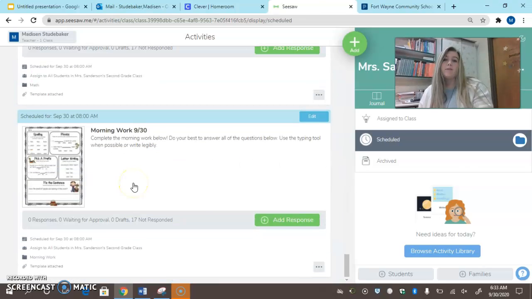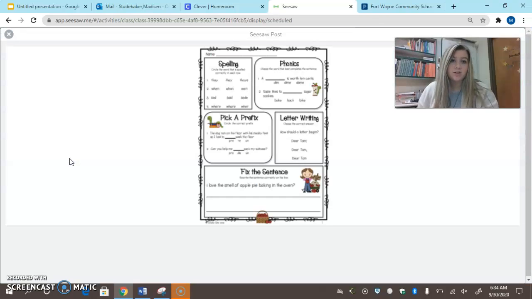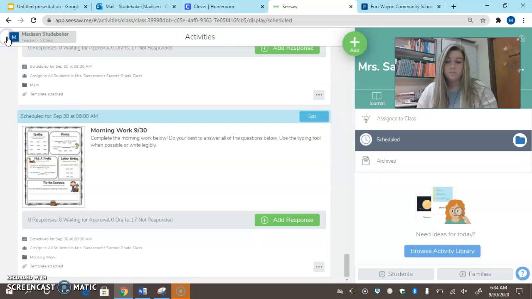So first, before we dive into math, I want to talk about your morning work. Your morning work looks something like this, and you will find this on Seesaw, and there is a link on PowerSchool. Spelling practice, some phonics practice, a pick a prefix, which is a set of letters that comes before a word, letter writing, and fix a sentence. You'll want to complete that first, and then you can move right on into your math work.